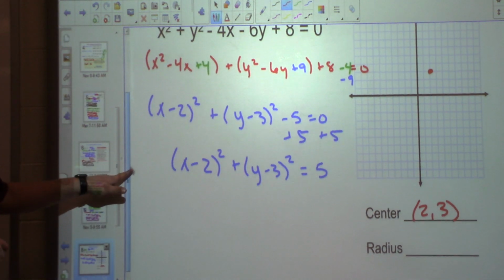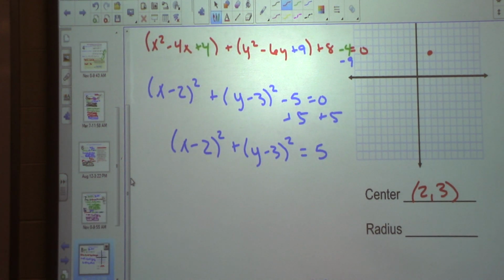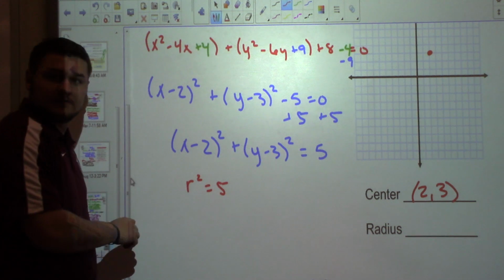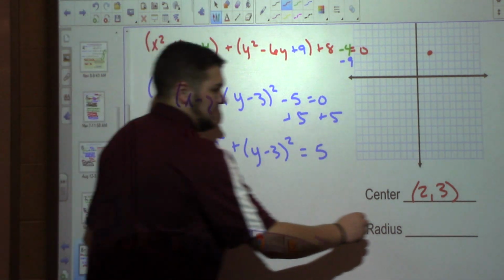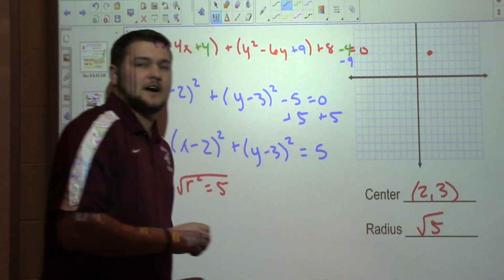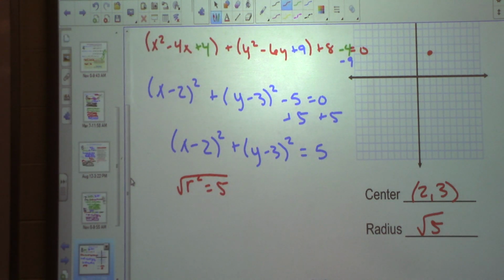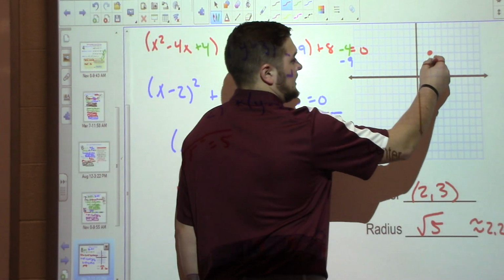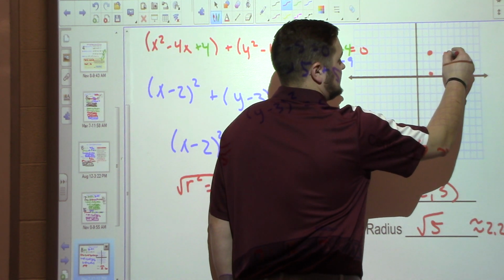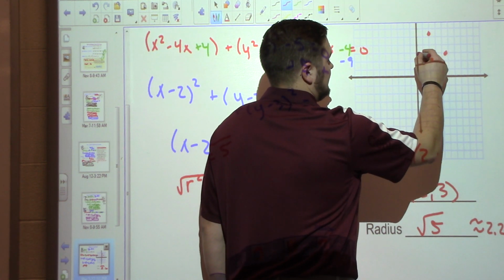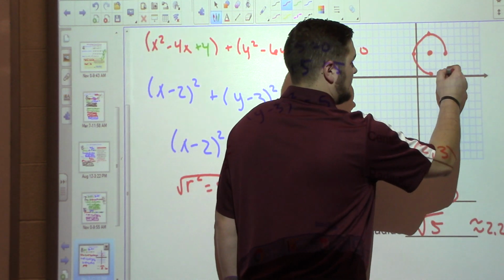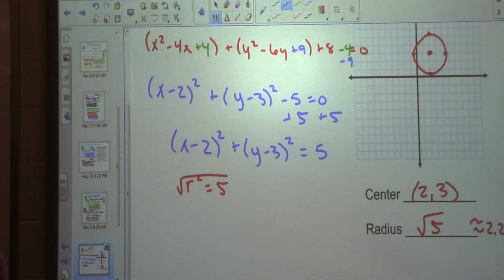What's my radius going to be? Remember, the radius squared is 5. So I take the square root of it. My radius is the square root of 5, which when we're graphing is approximately 2.2. So go down 2.2, right, 2.2, up, and left. And draw your circle.